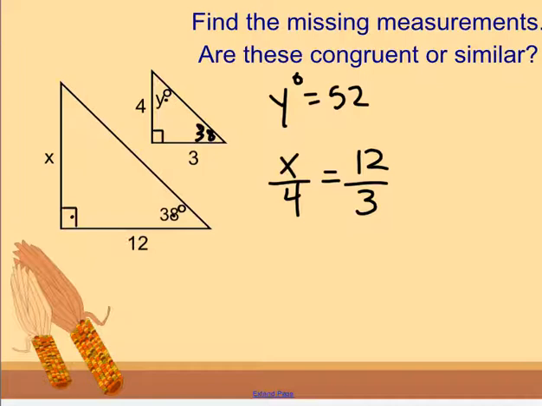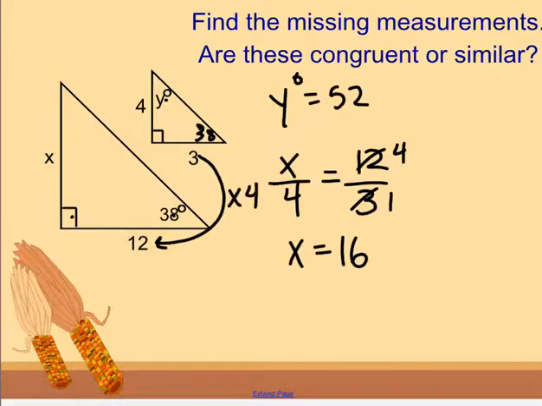There are lots of ways to see this. One is we could simplify this to 4 over 1. You could cross multiply, and if I want an equivalent fraction, x has to be 16. But we could also figure out that the scale factor between these two is times 4. So we need to do 4 times 4, which gives us 16.